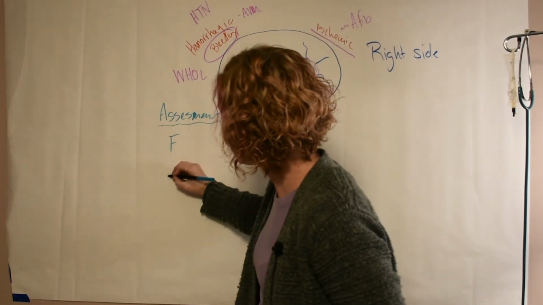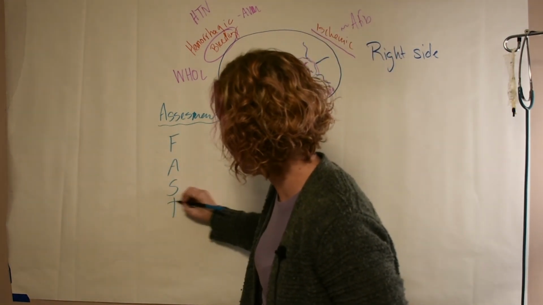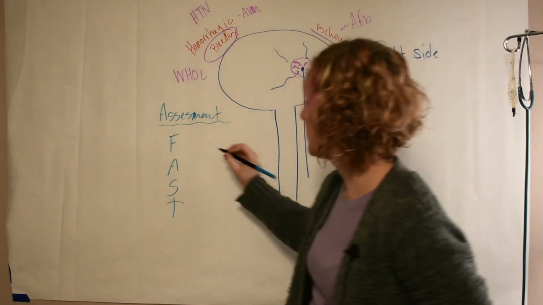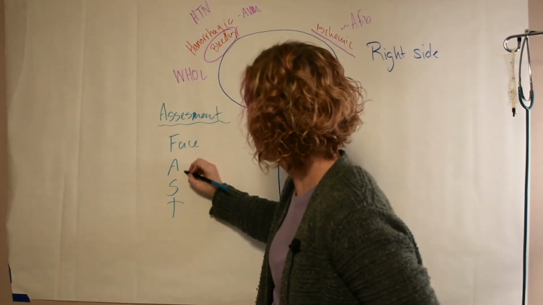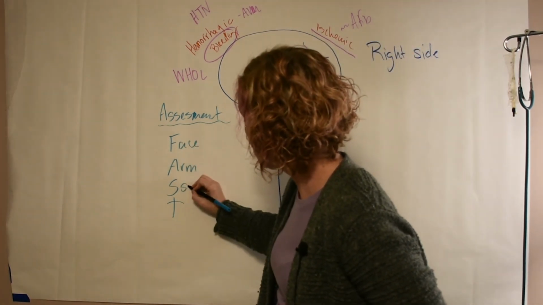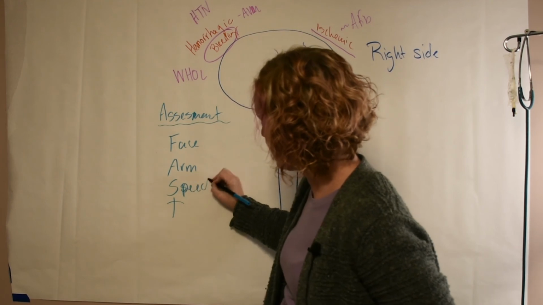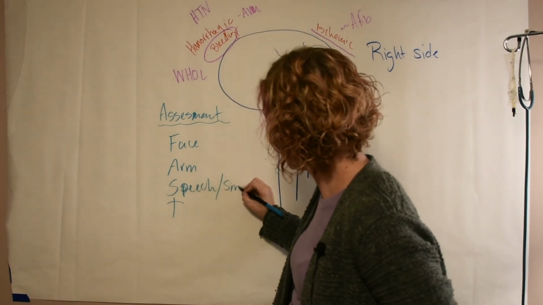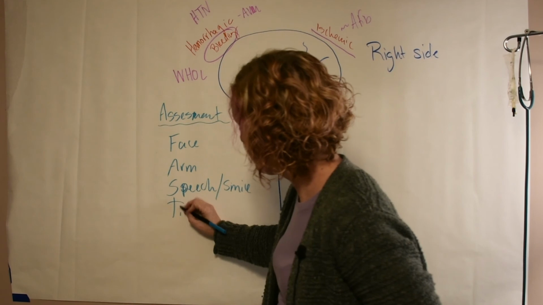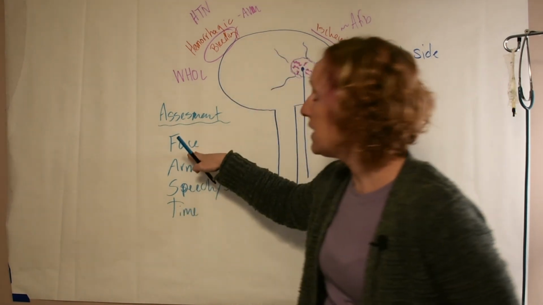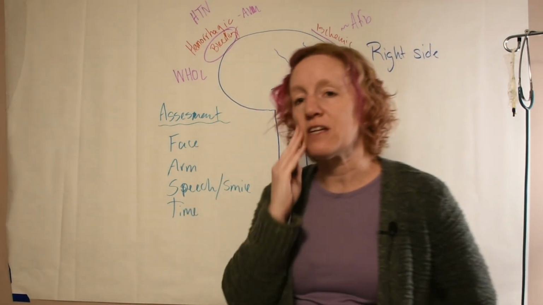And what we want to assess is what we call the FAST, which is an easy way to remember it. We've got our face, our arm, speech, or smile, and time. All right? Face is all of a sudden they have a facial droop.